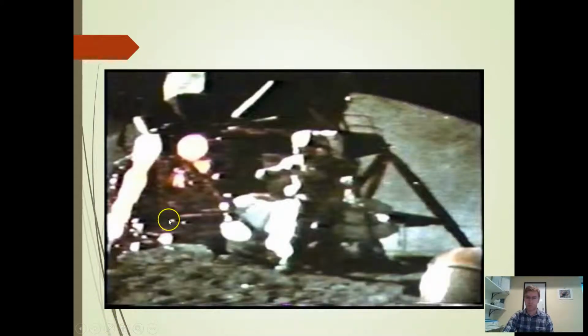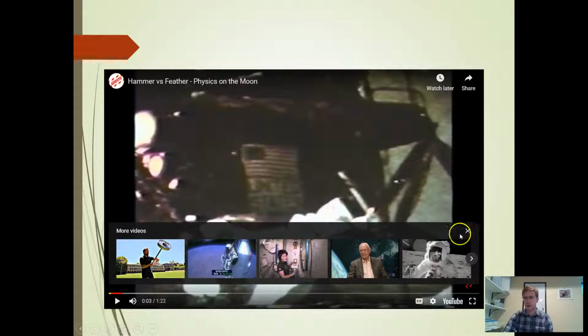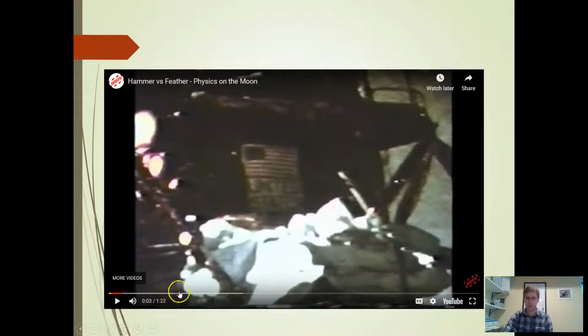To show you another really cool video, this is from the moon, all right? And so you'll see here them dropping two objects on the moon. And so part of the reason why it's neat to see this on the moon is because you don't need a big vacuum chamber. There's almost no atmosphere, and so there's almost no air resistance on the moon. So check this out.